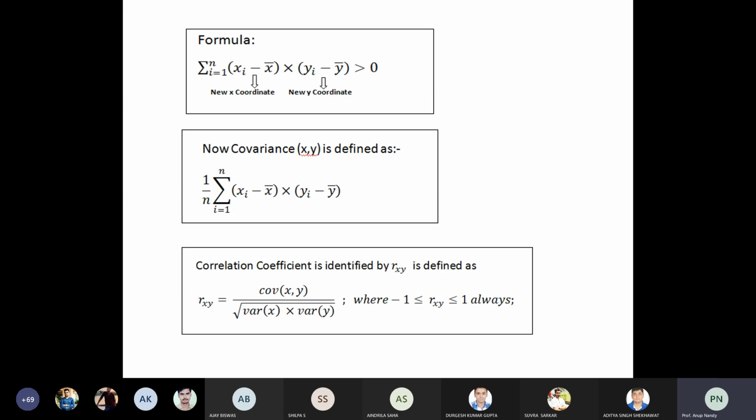Now what is simple random sampling with replacement? You have different combinations, all possible combinations: 1, 1; 1, 2; 1, 3; 1, 4; 2, 1; 2, 2; 2, 3; 2, 4; 3, 1; 3, 2; 3, 3; 3, 4; 4, 1; 4, 2; 4, 3; 4, 4.